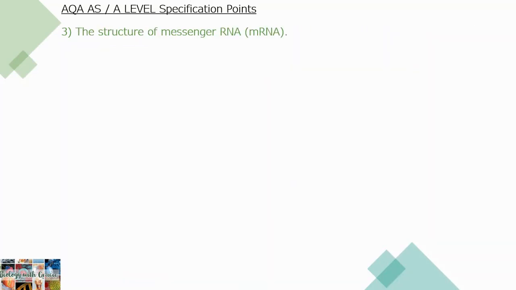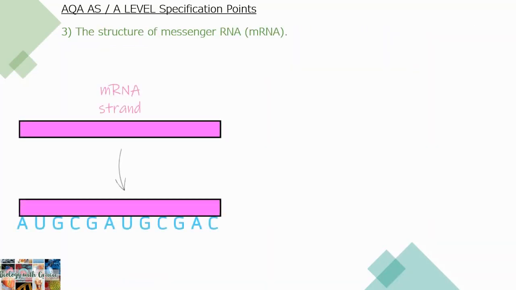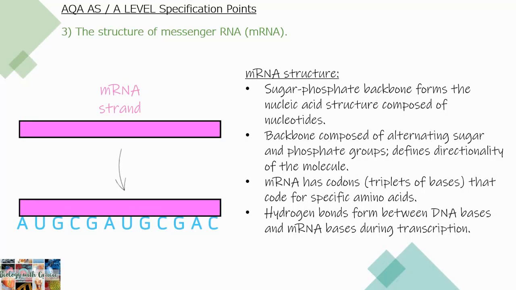Now we're going to discuss the structure of messenger RNA. Messenger RNA has a sugar phosphate backbone which forms the nucleic acid structure composed of nucleotides. The backbone is composed of alternating sugar and phosphate groups, and this defines the directionality of the molecule. As we know, mRNA also has codons, which are triplets of bases, so sequences of 3 bases that code for specific amino acids. Hydrogen bonds form between these DNA bases and mRNA bases during transcription.